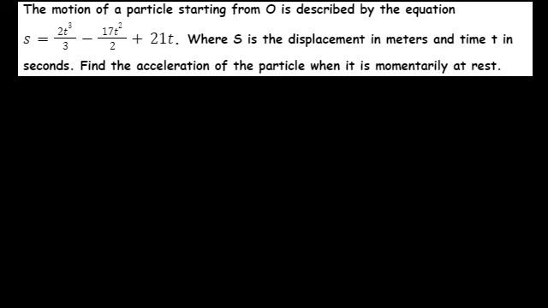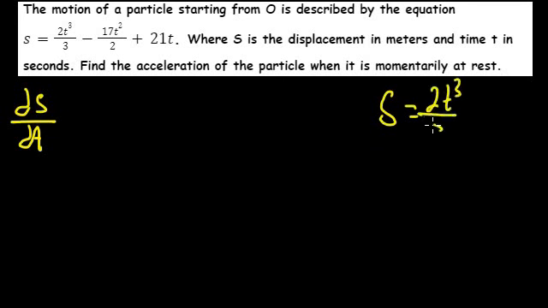So therefore, the first thing we have to consider doing is to find ds/dt. When a particle is momentarily at rest, ds/dt is equal to 0. Then we find the time at that point. So what will be ds/dt? Since s is equal to 2t to the power of 3 all divided by 3 minus 17t squared divided by 2 plus 21t.